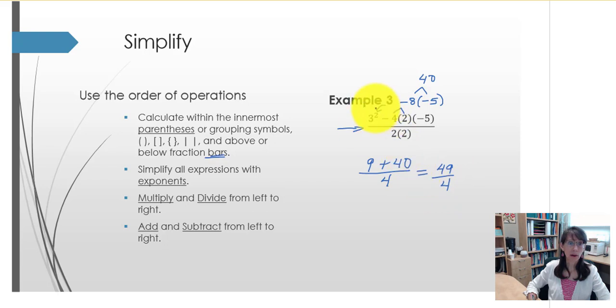Now, since there are not specific directions about which form to leave an answer in, you could leave the answer as 49/4, or you could take 49 and divide it by 4 to get a decimal equivalent, or write the answer as a mixed number. So since the original problem was in fraction form, I'm going to leave the answer as a fraction.